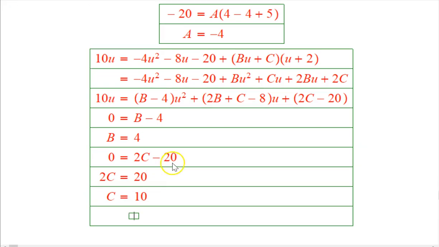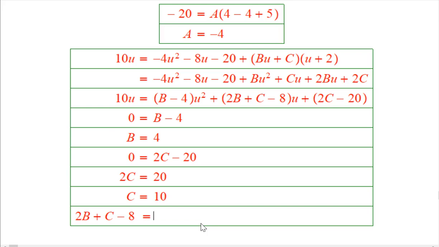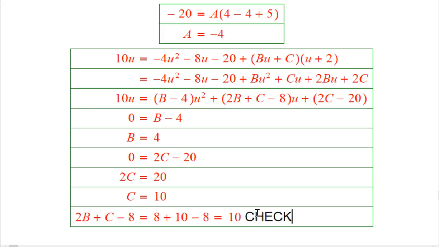Okay. And then we can just do this as a double check. Remember, if you've done the plug-in strategy, the equate coefficient strategy can give you all the coefficients completely. And if you've already done a plug-in, then it just means there's some value to this as a double check. Let's do it. 2b plus c minus 8. We are claiming that's 8 plus 10 minus 8. That's equal to 10. And that's what it should be, because it should be the linear coefficient over here. So that's an independent check. Groovy.